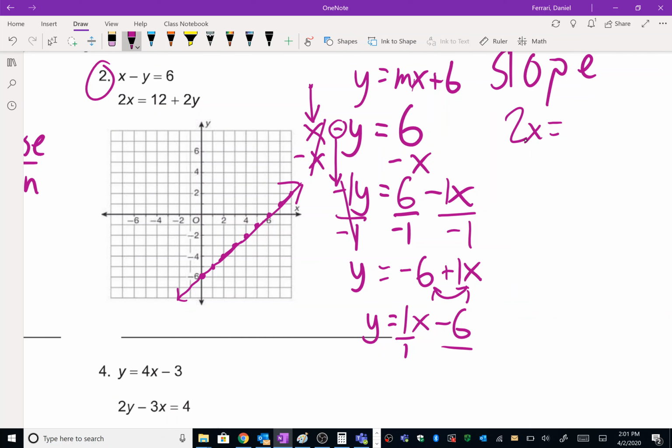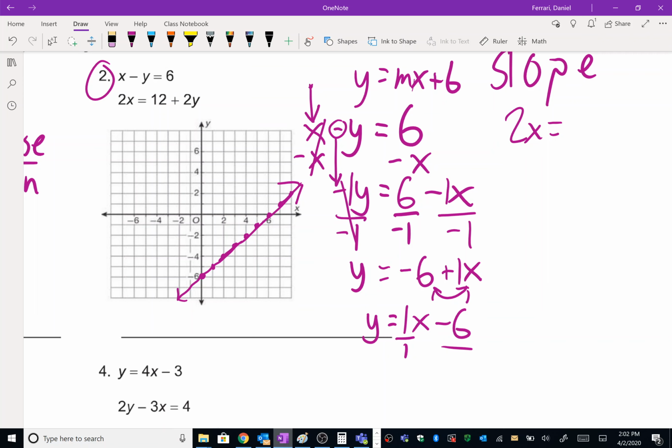As my battery's running low, give me just a second as I plug in my computer, because that would be a bummer. All right, momentary technical difficulties.